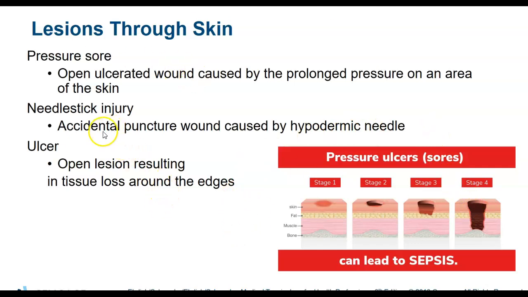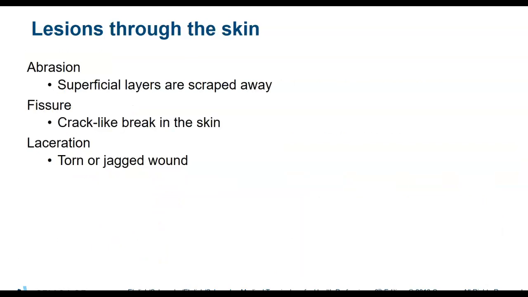Needle stick injuries, again, accidental puncture is something that we will see. And an ulcer, again, is an open lesion resulting in tissue loss around the edges. An abrasion, again, is just that superficial layer scraped away. A fissure is crack-like. And a laceration is a torn or jagged wound. These are much more difficult to fix than a nice straight cut because of the jaggedness of the wound.